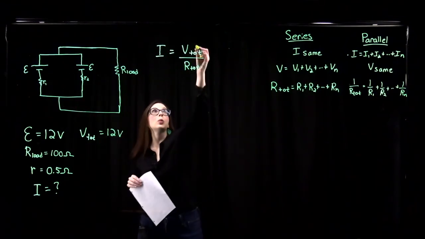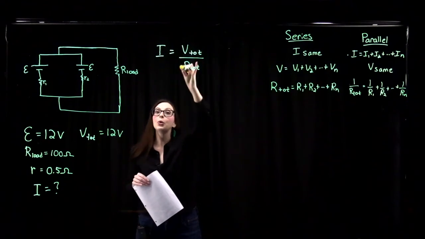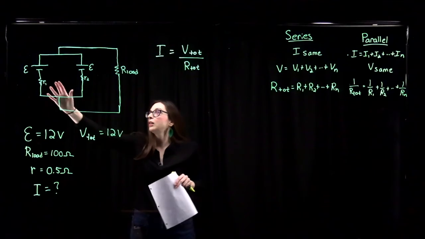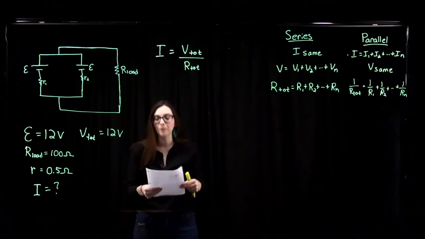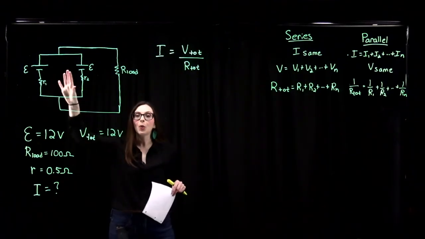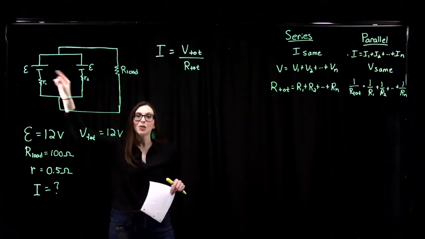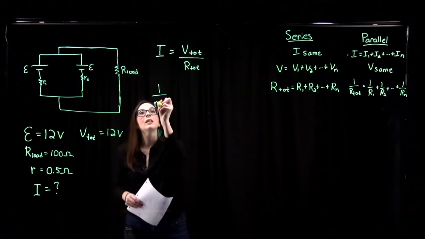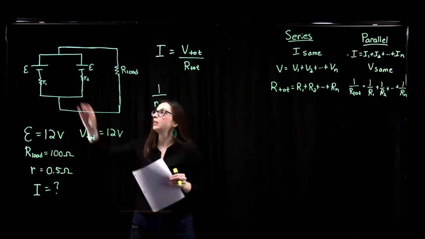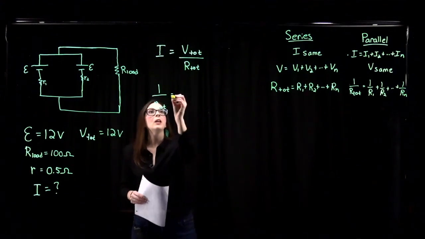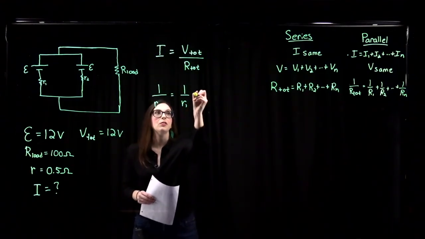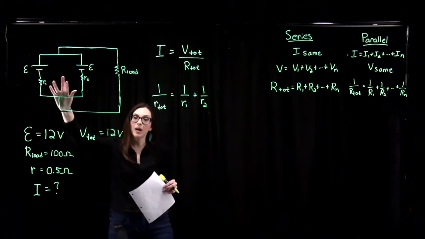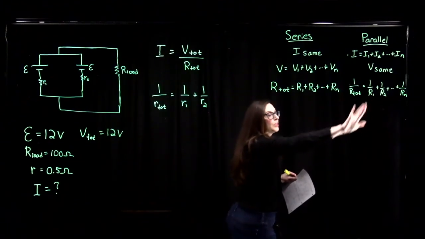So we already know this is 12 volts here. We have to find the total resistance of this circuit, which combines this resistor and the internal resistance of these two batteries in parallel. Since these batteries are in parallel, we can find the equivalent resistance for these two resistors in parallel. So 1 over the total internal resistance for these batteries in parallel equals 1 over the internal resistance of the first battery plus 1 over the internal resistance of the second battery. Since these are in parallel, we can use our rules for resistors in parallel.